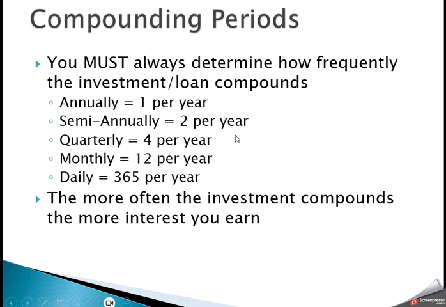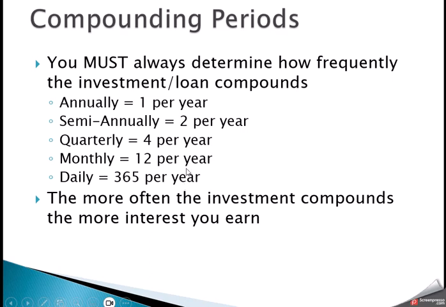So then, when I put in my N and my IY, I always put it in per compounding period. There's another way on the calculator to set that, but I don't teach it that way. I'm going to teach it by you putting in the number of compounding periods into the N, and your rate per compounding period into the IY.